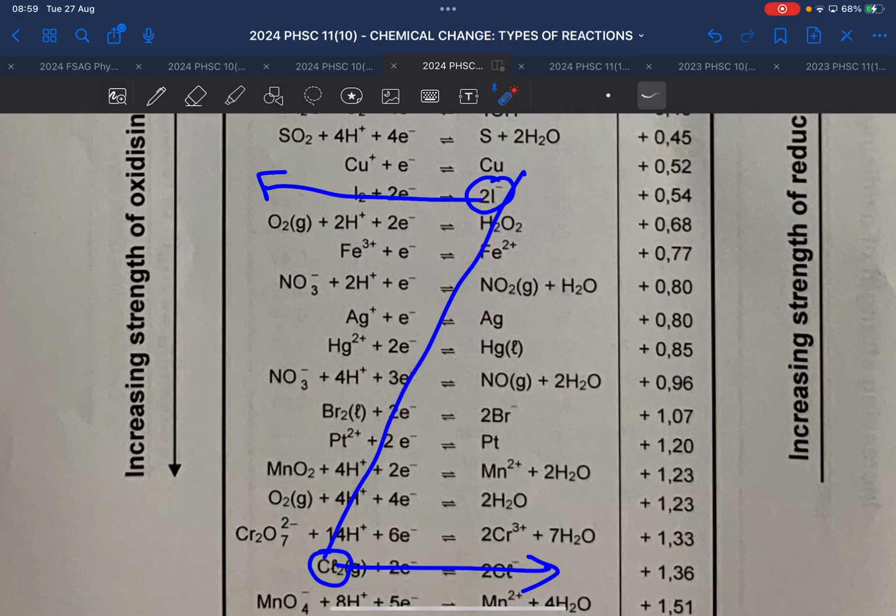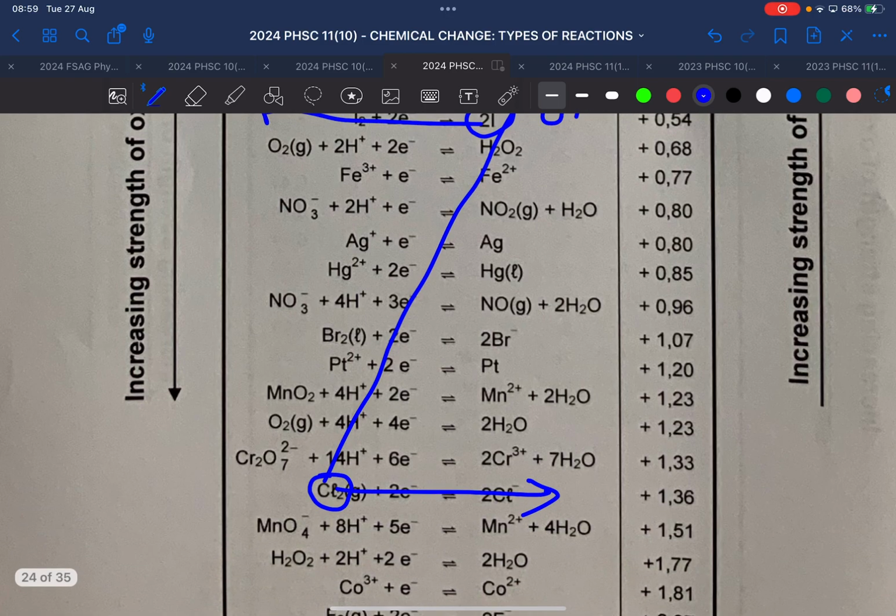Okay, so if I look at this half reaction, it goes from iodine ion to iodine, I2. And it lost electrons. So what half reaction is that? Oxidation or reduction? Why? Because it lost electrons. If I look at this half reaction, then I see chlorine gained 2 electrons. So this is the reduction half reaction.